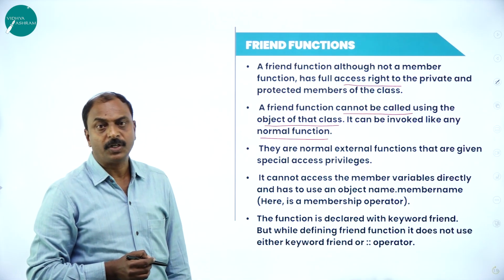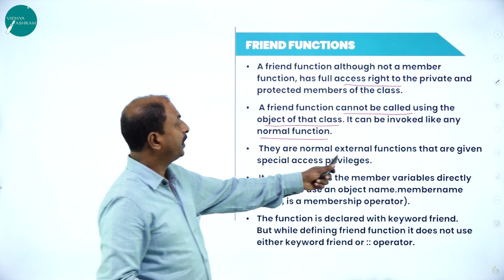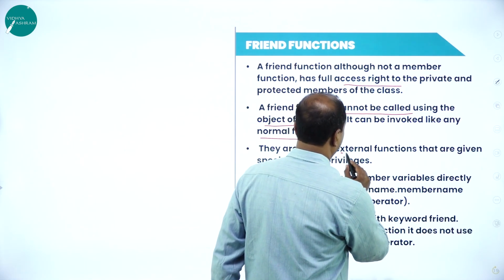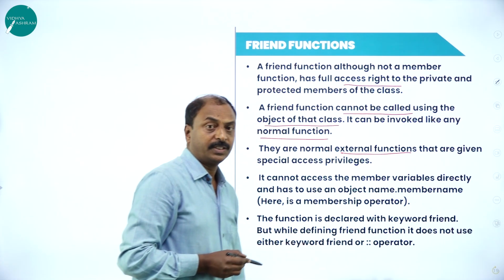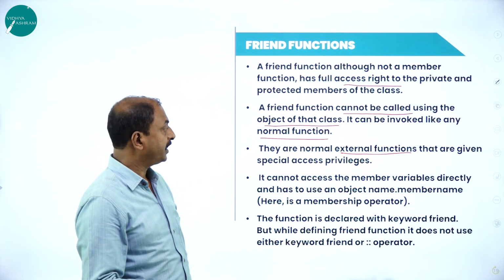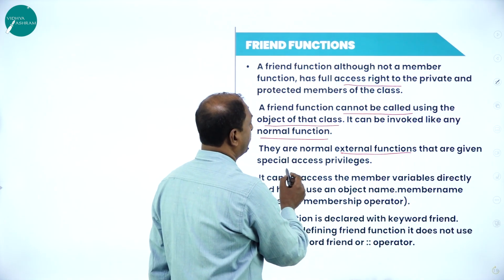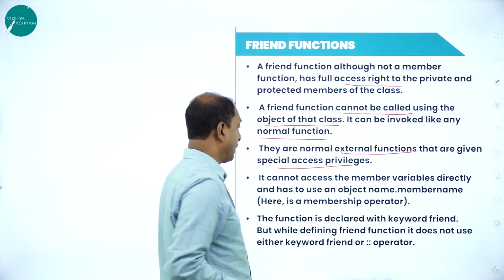So this has to be invoked just like other normal functions. They are normal external functions because it is a non-member function. That's what you have seen in the definition. So a friend function is a non-member function. It is an external function that is given special access privileges.